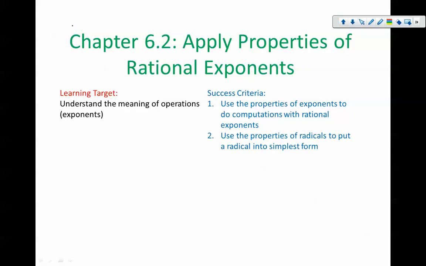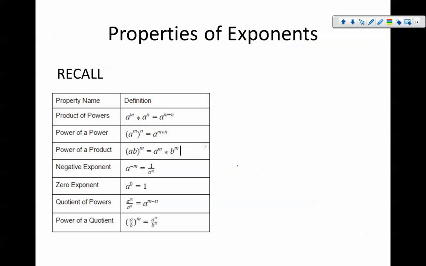This is chapter 6.2, and we're going to apply properties of rational exponents. The two main goals here are to use the properties of exponents that we learned in chapter 5 with rational exponents, and to use some properties of radicals to put a radical into its simplest form. So let's quickly review the properties of exponents that we learned in the last chapter.